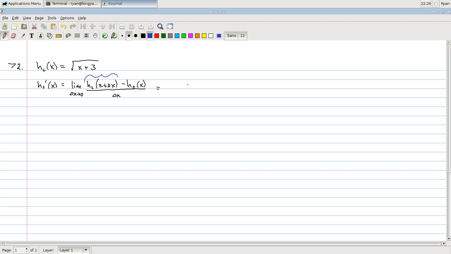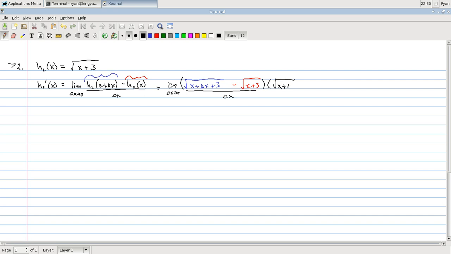So for this first part, we're going to replace all the x's in the original function with x plus delta x. So this gives us the square root of x plus delta x plus 3. And then we're going to subtract the original function, so we subtract square root of x plus 3. And then we're going to divide all this by delta x and take the limit as delta x goes to 0. So we have radicals on here, so the idea is to multiply both the numerator and denominator by the conjugate of whatever our radical part is.